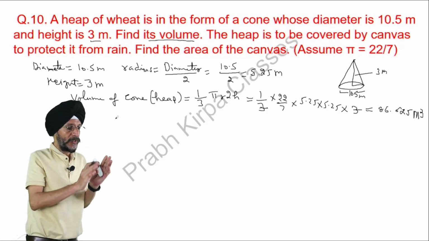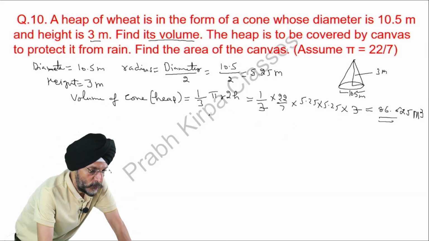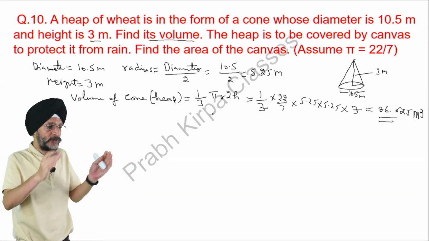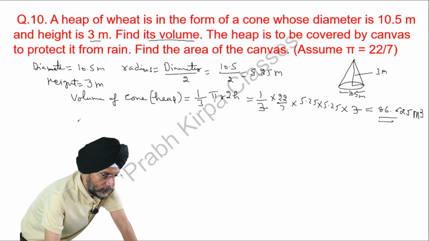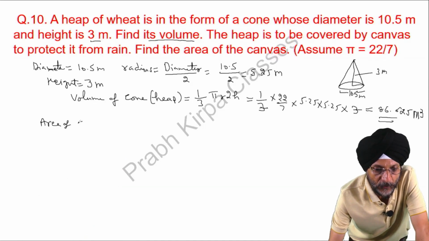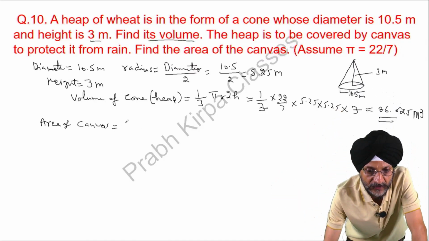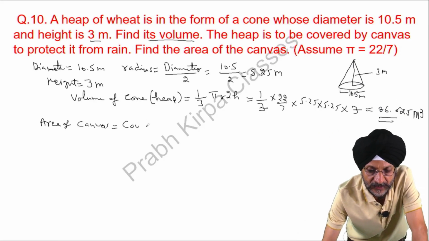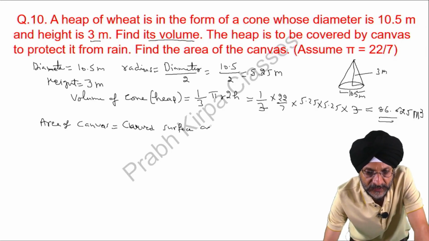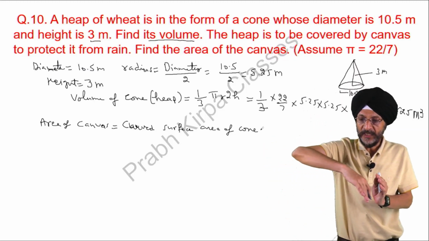So now we have been able to find only one portion, that is the volume of the heap, which has come as 86.625 cubic meter. Now we are to find the area of the canvas which is to be used to protect the heap from rain. So what is the area of canvas? Area of canvas is equal to the curved surface area of the heap. It is curved surface area of cone.